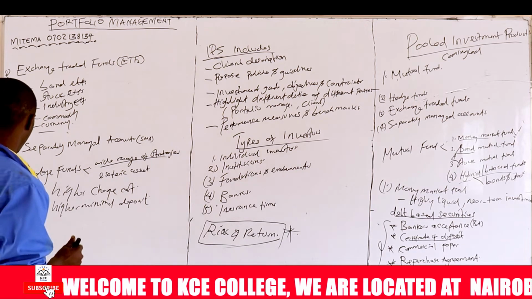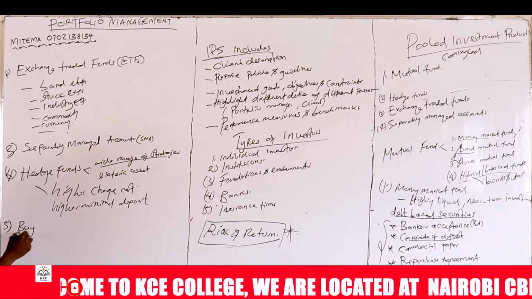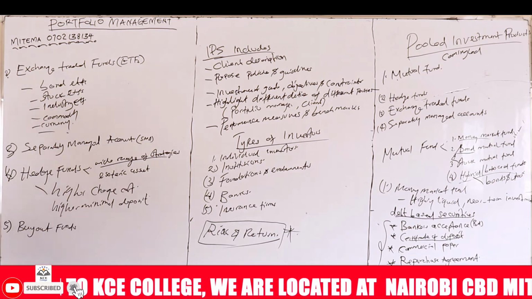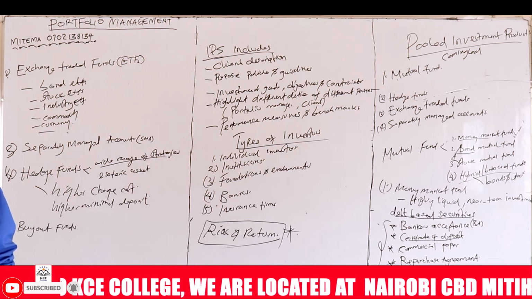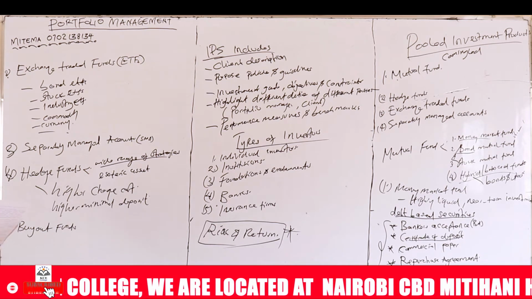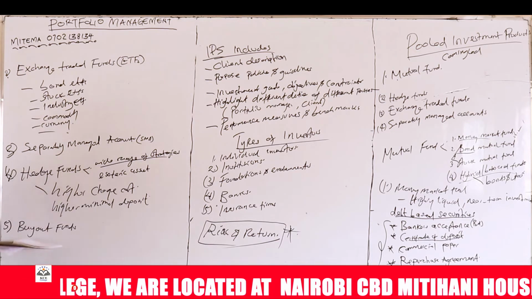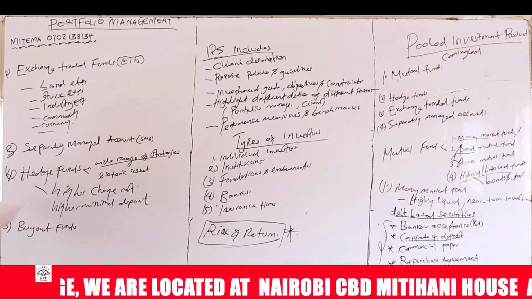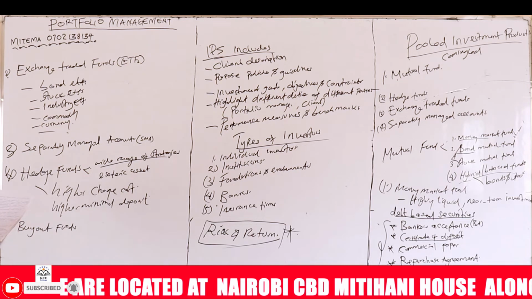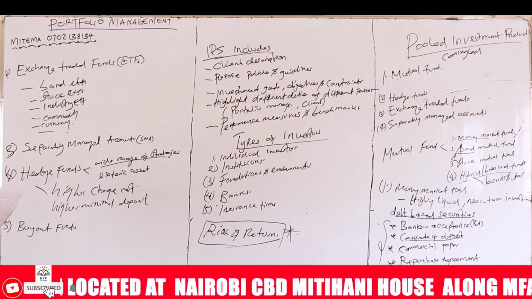And lastly, let us look at what we call the buyout funds. Number 5, the buyout funds. The essence of the buyout fund is that it buys all the shares of a public company, and by holding all the shares, the company becomes private. So here, a firm or an investor can buy all the shares of a public company, and by holding all the shares, the company now becomes private.